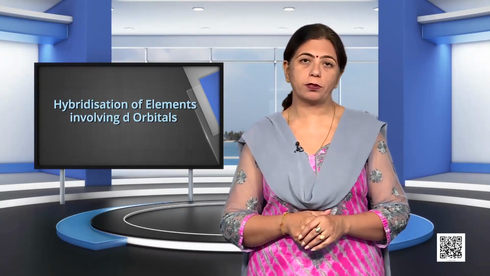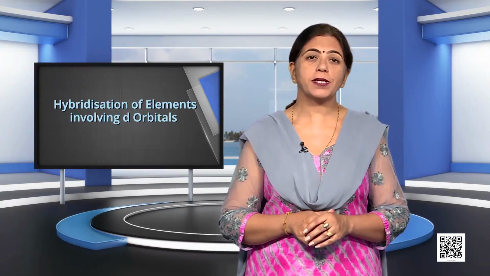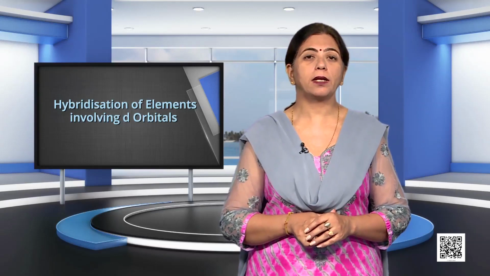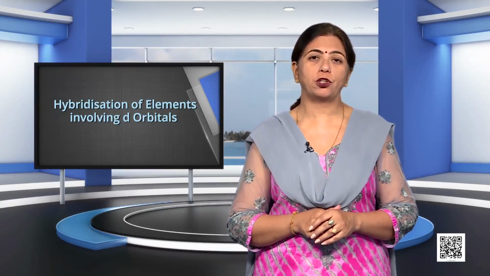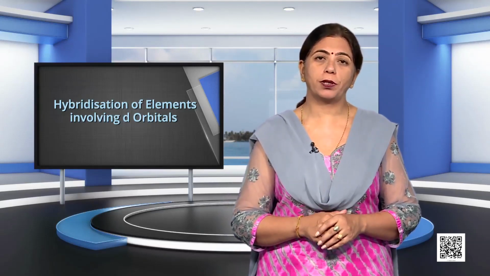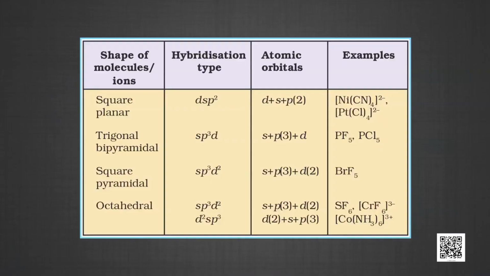Now, the hybridization of elements involving d orbitals. The elements present in the third period contain d orbitals in addition to s and p orbitals. The energy of the 3d orbitals is comparable to the energy of the 3s and 3p orbitals. The energy of the 3d orbitals is also comparable to those of 4s and 4p orbitals.